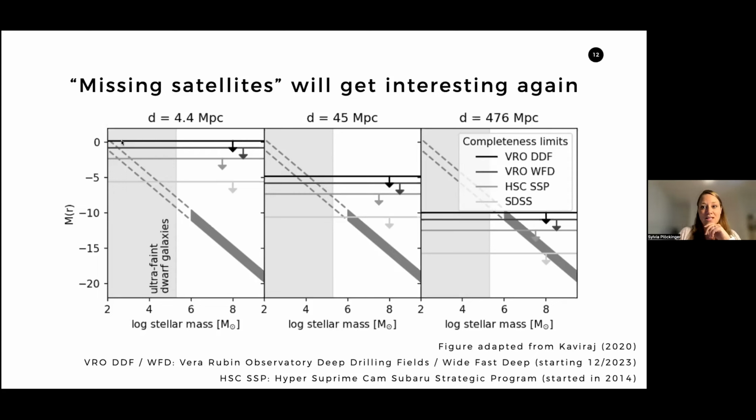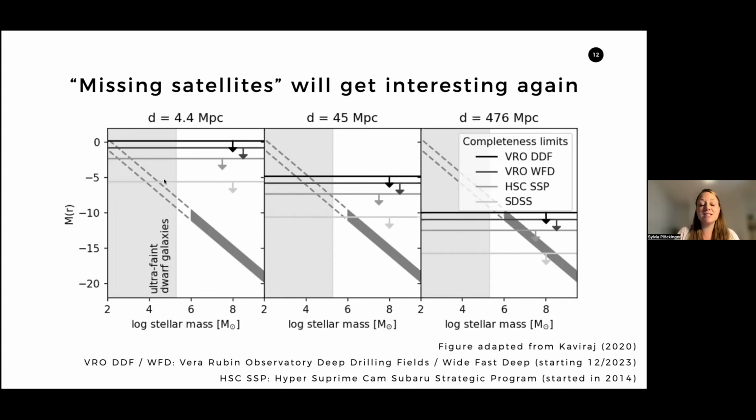So that means that in the deep drilling fields of the Vera Rubin Observatory, within a distance of about 4 megaparsecs, this means within the local group, we will be able to detect ultra-faint dwarf galaxies down to stellar masses of roughly a few hundred solar masses. And we will even detect ultra-faint dwarf galaxies out to cosmological distances. This would be the completeness limit for a distance of 45 megaparsecs. And we will also learn a lot more about general dwarf galaxies at very large distances.